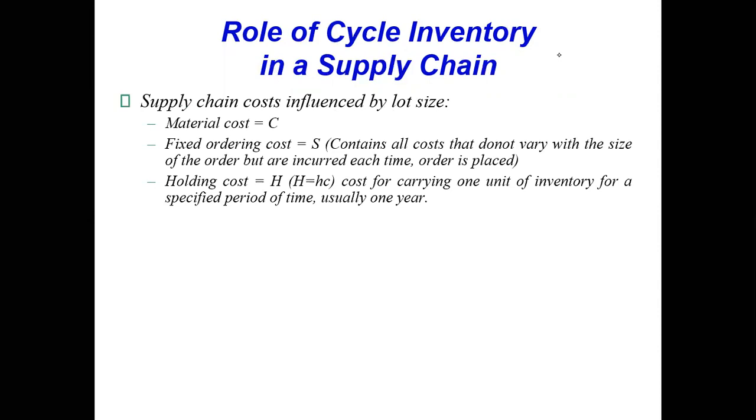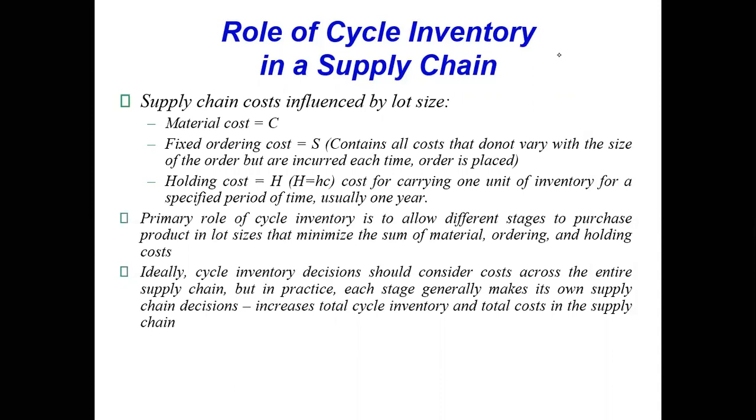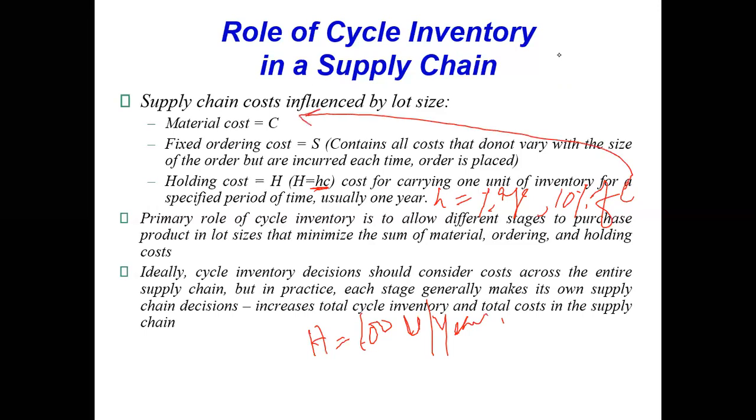Then we have holding cost, which can be presented in two ways. Either we will have a full amount, that is H is equal to, let's say, $100 or rupees per unit per year. But when we say smaller h, that is h equal to a percentage. So let's say we say 10%. So 10% of what? Of C. What is C? C is the material cost.